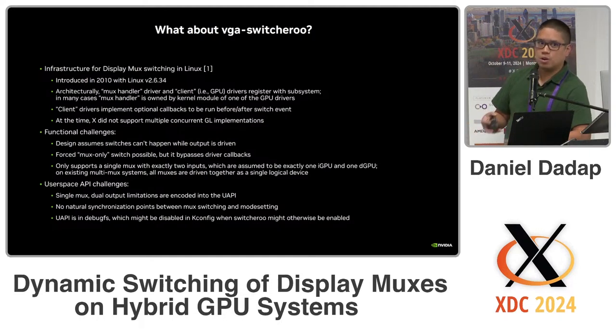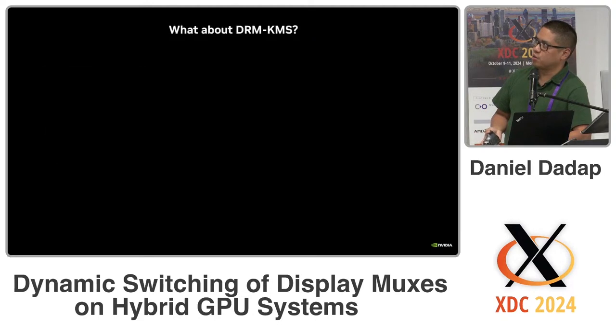These challenges are not insurmountable. We could work through and add a new UAPI to vga-switcheroo that does not have those limitations. We could introduce a new type of Mux switch that doesn't check for mode setting clients, but still calls the callbacks. But there's another way forward that I think makes a lot of sense. I'm going to try to make the case for using DRM-KMS instead.